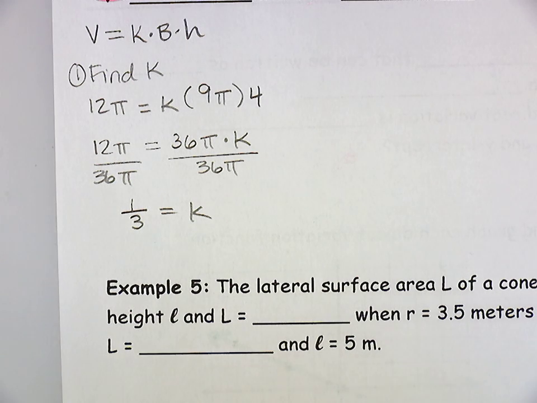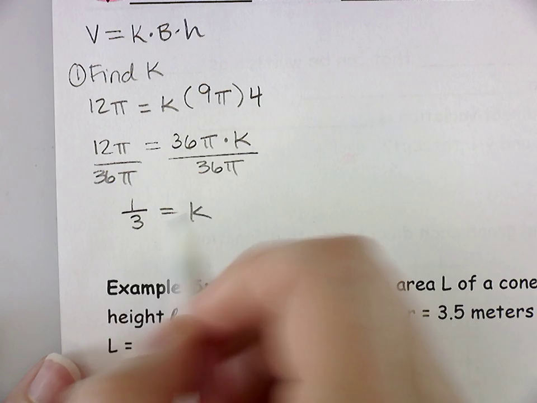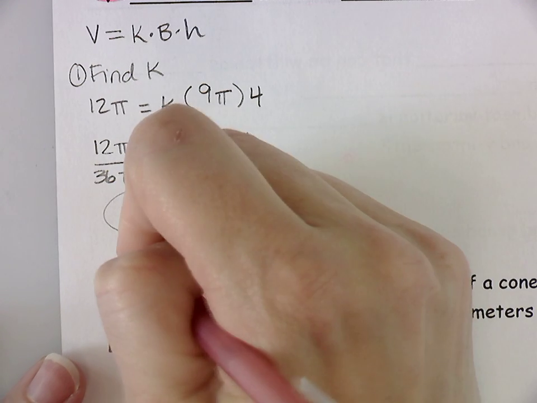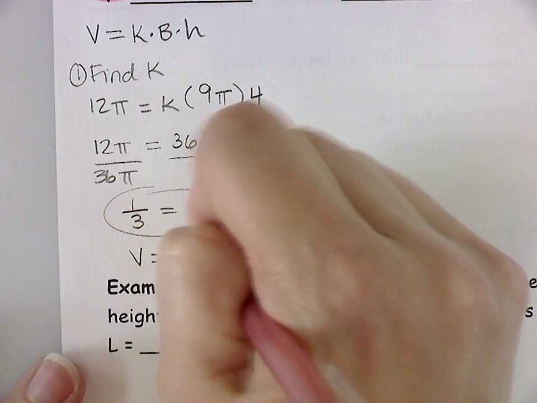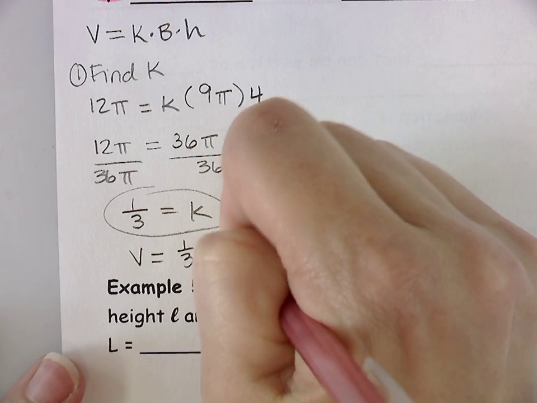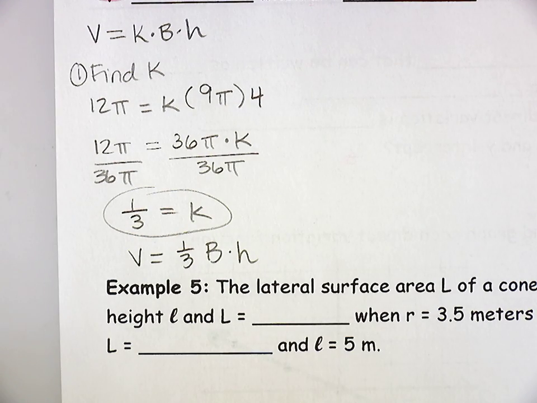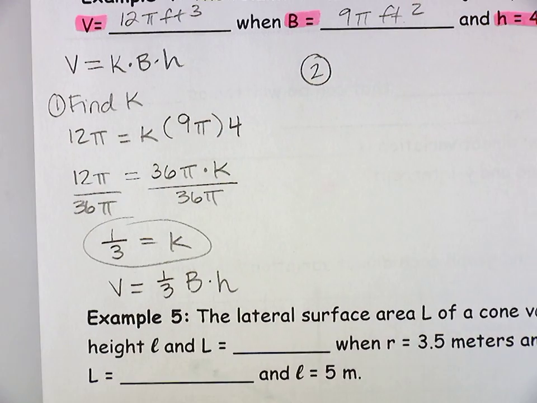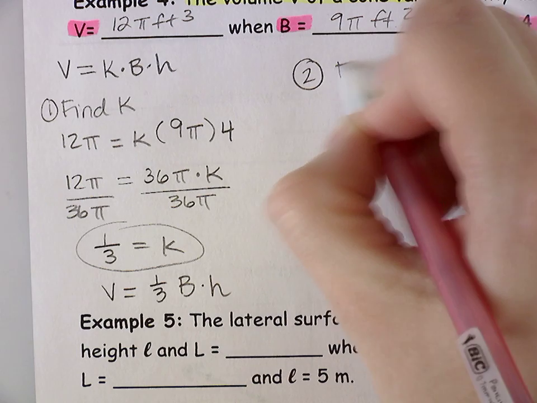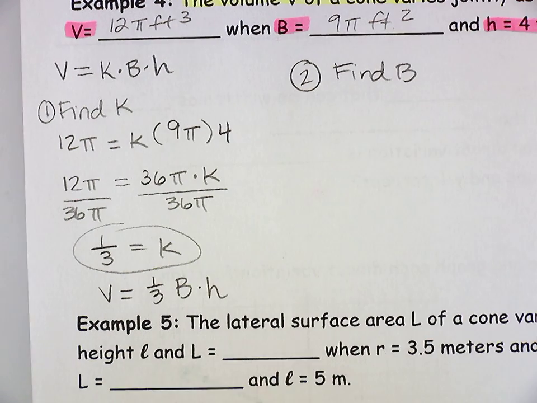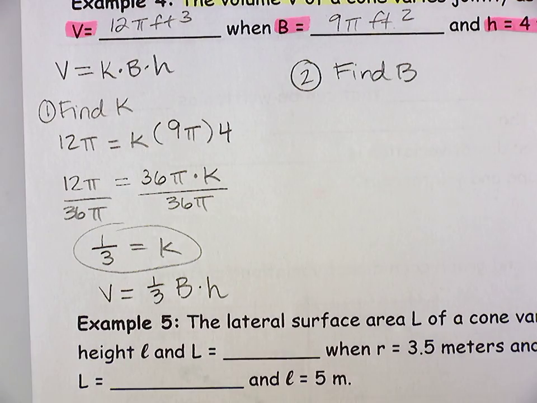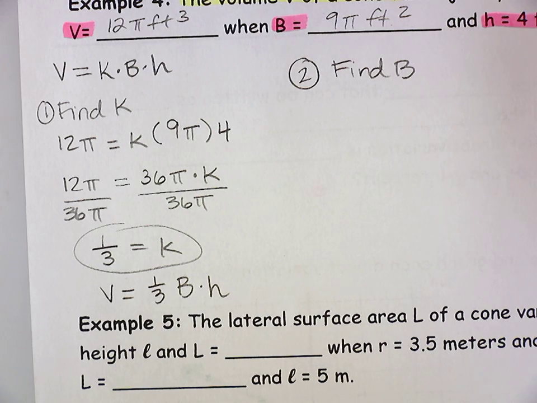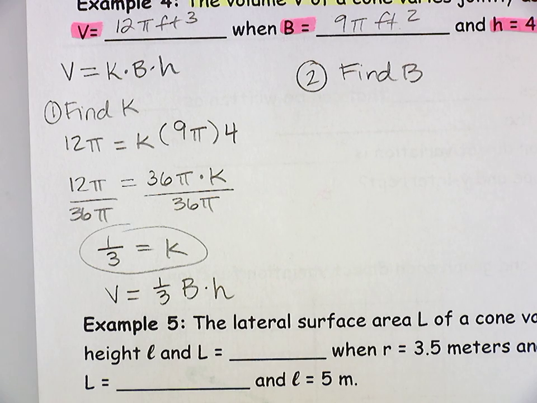So now when we're writing our equation, our equation is V equals 1/3 B times H. Okay, so area of the base times the height. So then our step 2 is going to be to find B, and it says find B when the volume is 24 pi feet cubed. So go ahead and try to solve that without your calculator. You can do it.